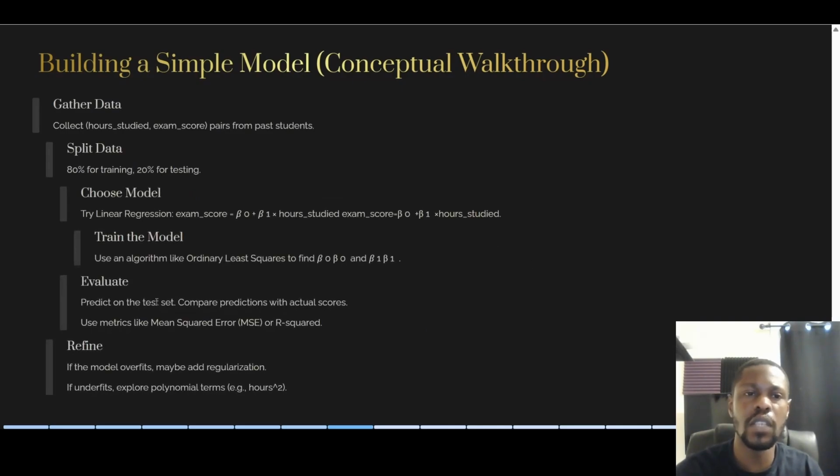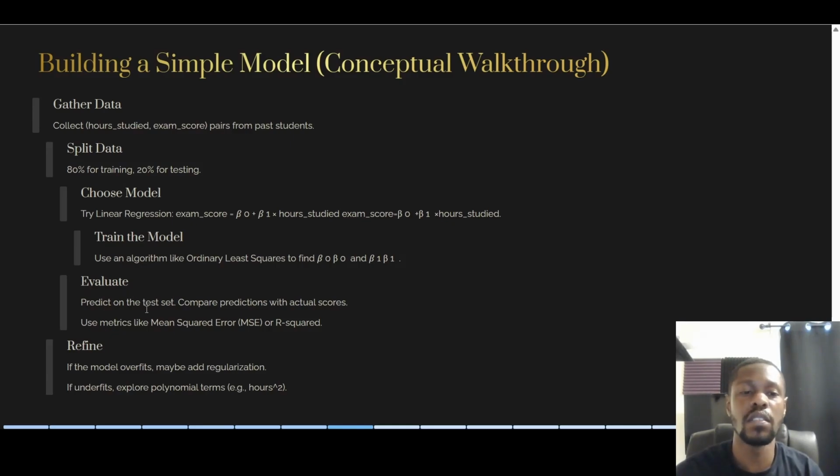Okay, so here's a conceptual walkthrough of what actually building a simple model will look like. What is the process of building a simple model? So first we want to gather data, then we'll split the data. It's usually done 80% for training and 20% for testing. We'll then choose a model, let's say a linear regression model, for example. We'll then train the model, so we use an algorithm to train the model, and we'll then evaluate.